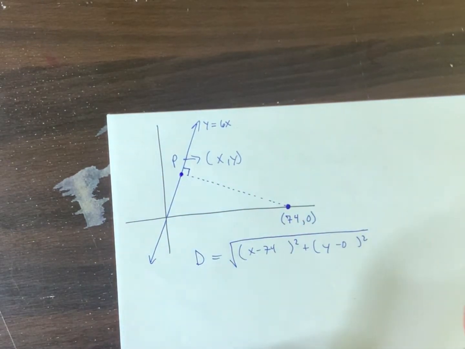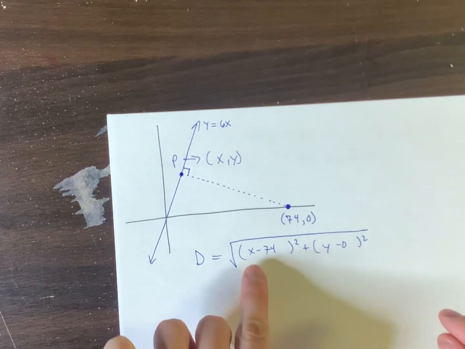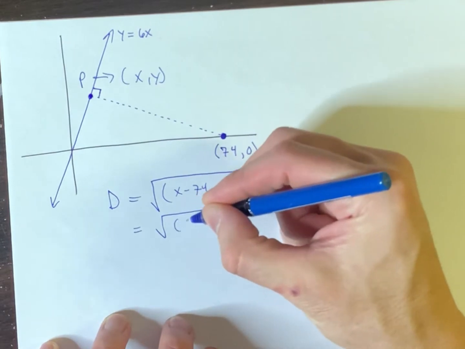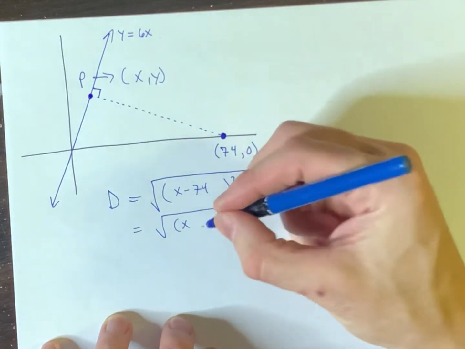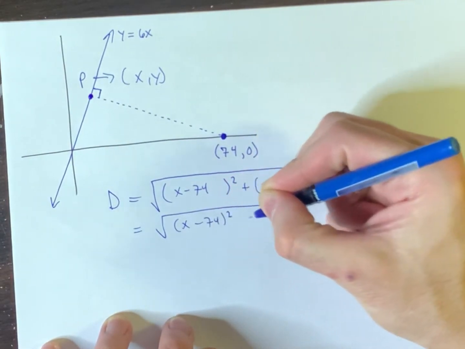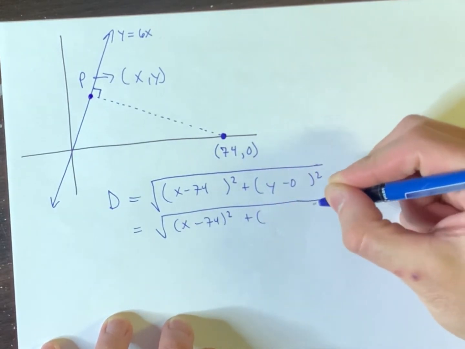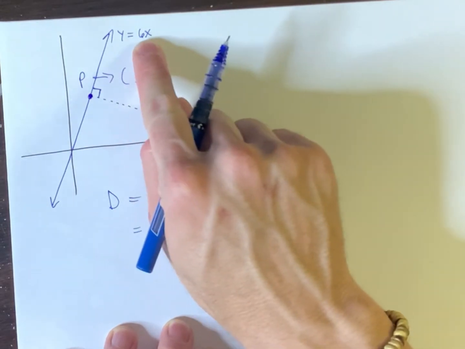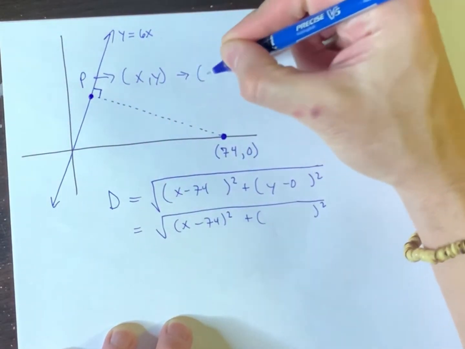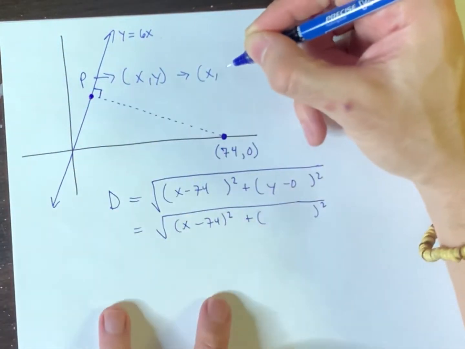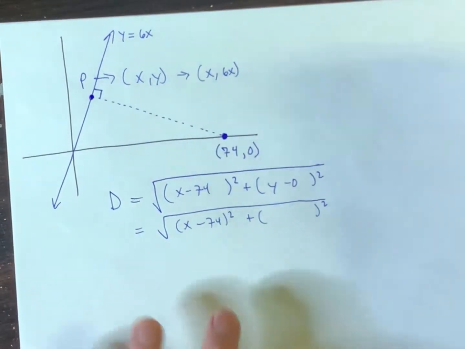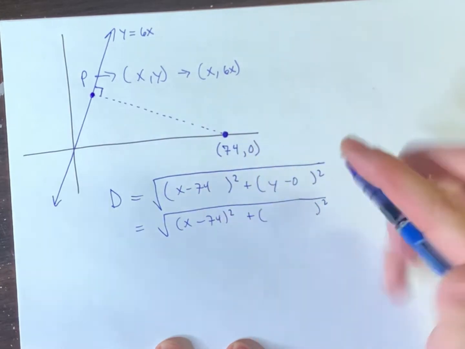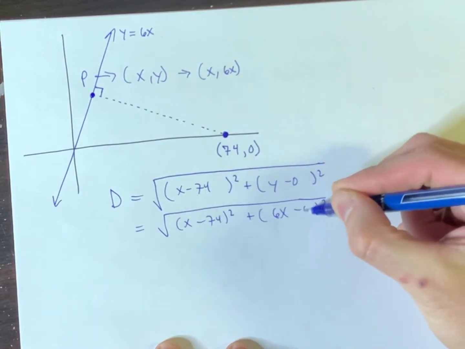But in the directions, they wanted only the variable x to be used. But that's all good because we know what y can turn into. Note that this y coordinate, y, is the same as 6x. So really, the coordinates of point P are x, 6x. And that's good because instead of y, you can write 6x minus 0 like that.